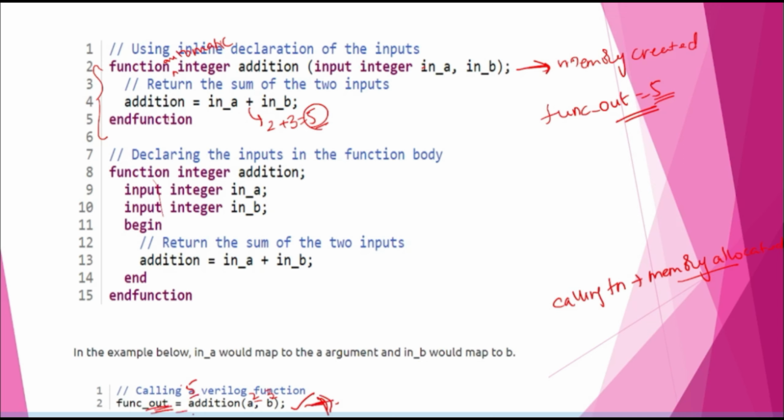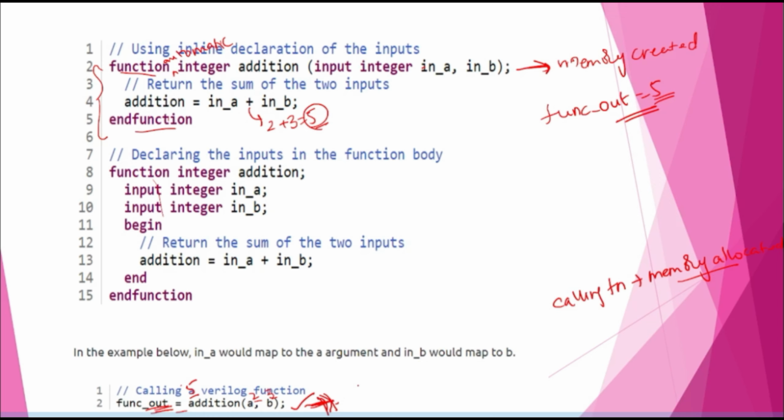Now the value is stored here, like 5. But in dynamic functions, as soon as the function ends, like as soon as the simulator is coming out of the function, the memory which was created automatically will be deallocated automatically. That means it will be deleted automatically. So in a dynamic function, the memory is created automatically and deleted as soon as the function ends.